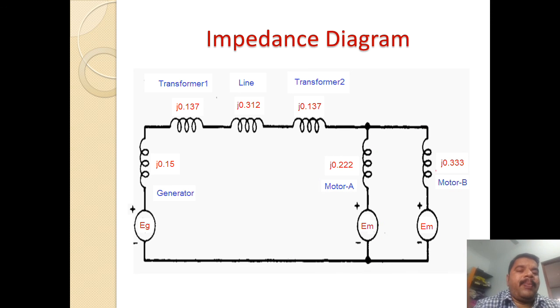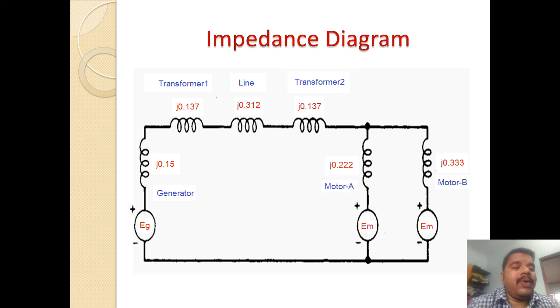Apart from this, for all the components we have found the per unit values, and we have to mention those per unit values on this diagram. This we call the impedance diagram. In this problem, all the values are given as reactances, so we have drawn all the values as reactance values. If any resistance values were given along with the reactances, we would also mention the resistance in series with the reactance. This is the impedance diagram.